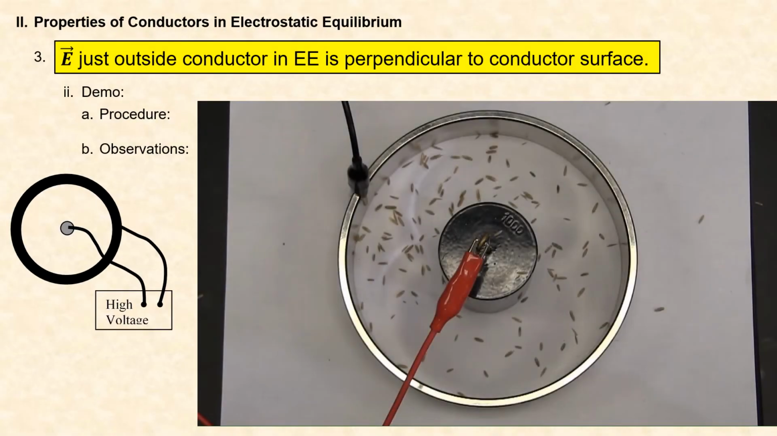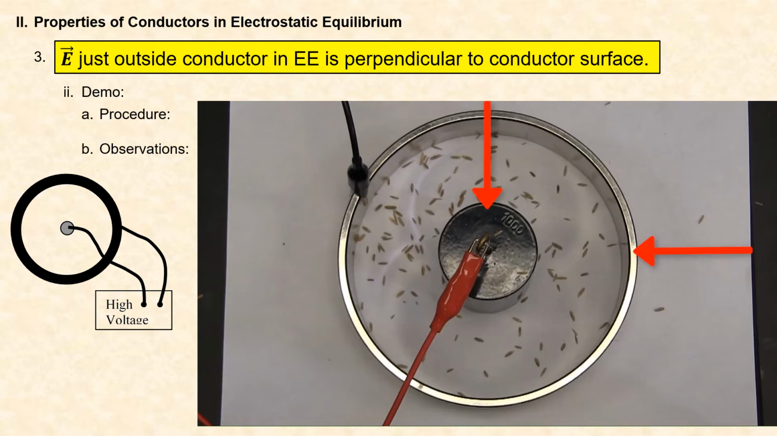The electric field at the surface of a charged conductor in electrostatic equilibrium should be perpendicular to the surface at all points. And we're going to try to show that with this setup. You notice here we have two conductors in the form of the hoop and the cylinder.